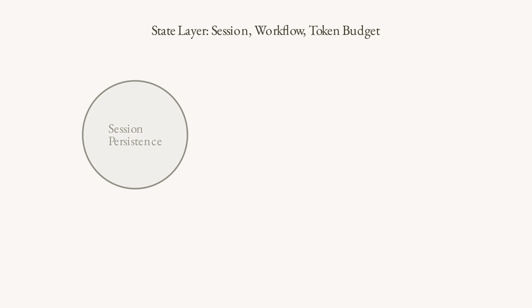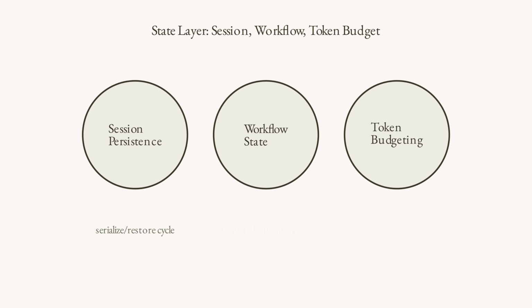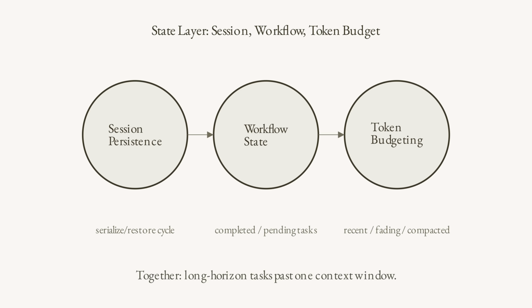The state layer, session persistence, means Claude Code can be closed and resumed. The context of what was accomplished, what is in progress, and what files were modified is serialized and restored. Workflow state tracks the current position in a multi-step task, which steps are complete, which are pending, what the output of each step was. Token budgeting allocates the context window across the session, prioritizing recent and relevant content while compacting older context that is less likely to be needed. These 3 primitives together make Claude Code capable of long-horizon tasks that exceed a single context window.